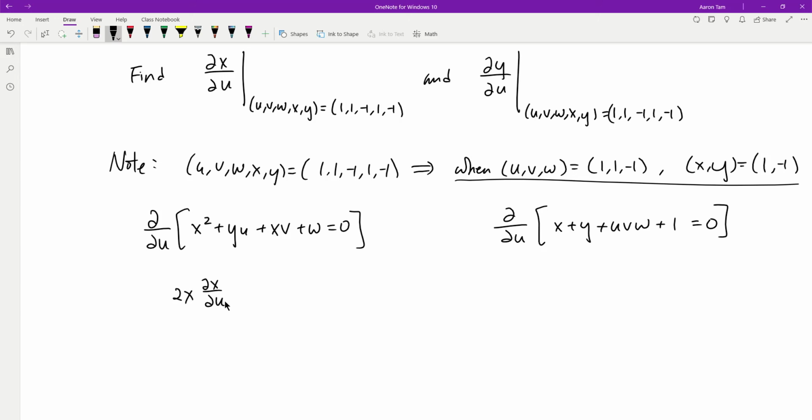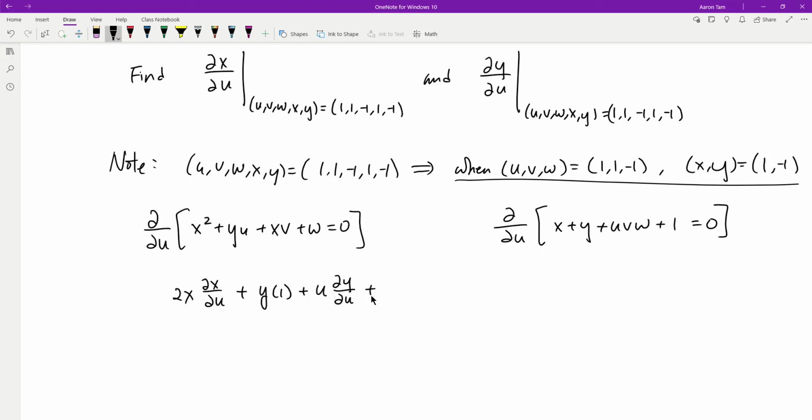Now, what happens when I differentiate yu? y is itself a function of u because that's what we define it to be, and u is definitely in itself a function of u also. So therefore, the product rule needs to be applied. When I apply the product rule, I will have y times 1, y times the derivative of u with respect to u, that's 1, plus u times the derivative of y with respect to u, that will be dy over du.